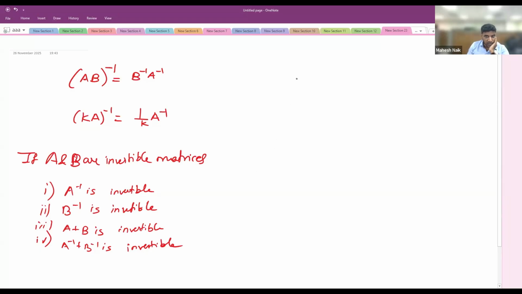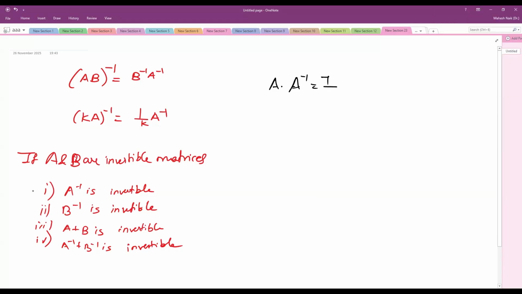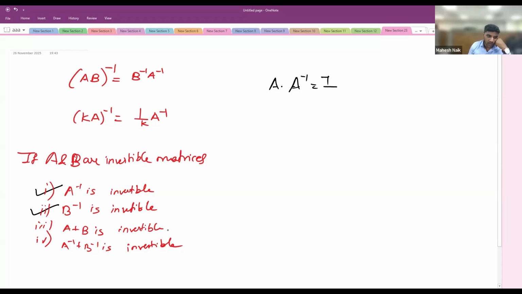So if A is invertible, which means A inverse will exist, right? And so A multiplied with A inverse will give us identity. Same is the case with B. So can we say the first option is correct? Yes, sir. If A inverse is inverse of A, then the inverse of A inverse will be A. So likewise, we can say for both A inverse and B inverse.